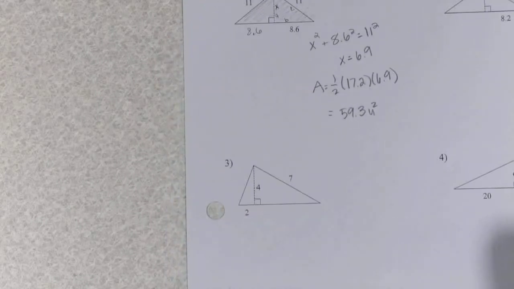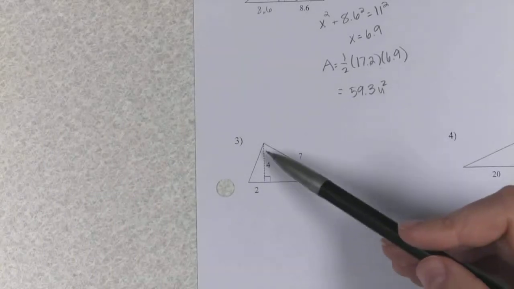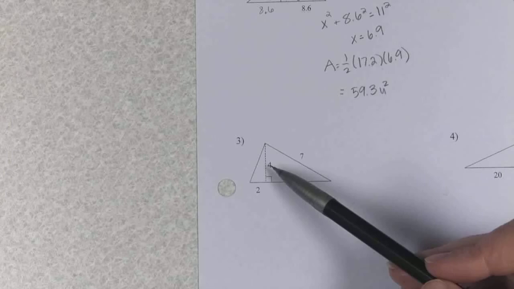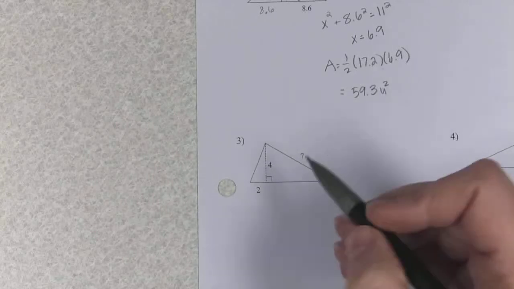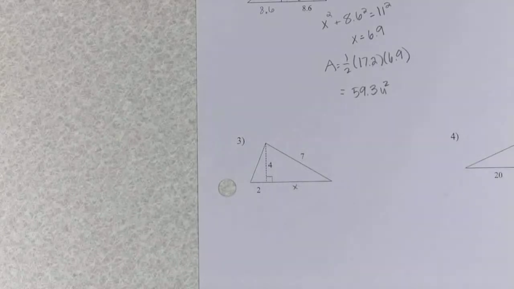I'm going to jump ahead and do number 3 here for you. So I want the area of this triangle. The area is half of the base times the height. This time we have the height, but I need the rest of this base. So go ahead and label that x if you would like to do so.